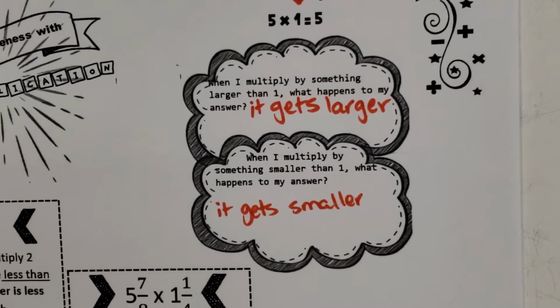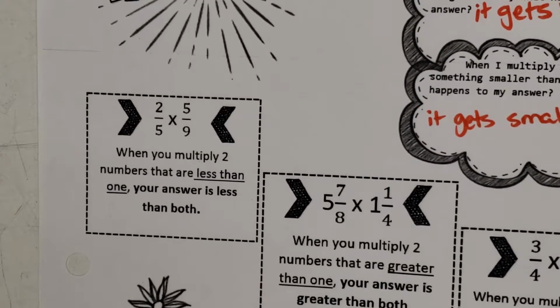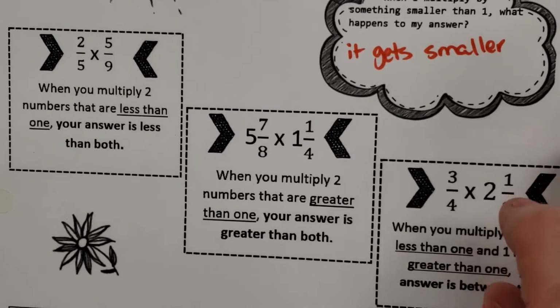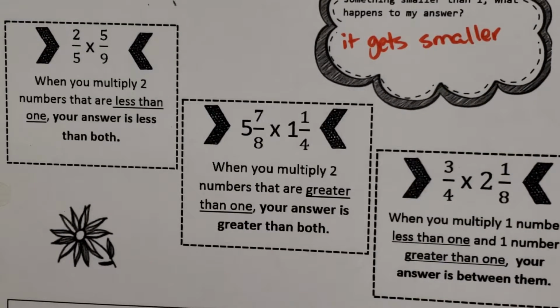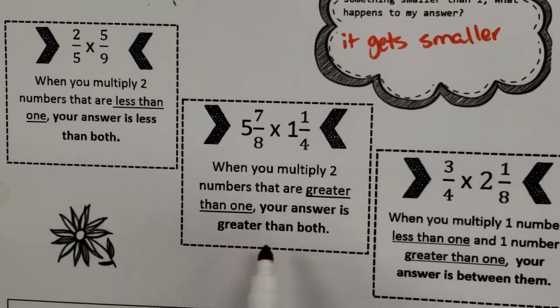Okay, so we have 3 basic rules here on your notes. The first one says that when you multiply 2 numbers that are less than 1, both of these are less than 1 whole, your answer must be less than both of them. It's taking a part of a part. Okay, number 2, when you multiply 2 numbers that are greater than 1 whole, that's a mixed number, and that's a mixed number, your answer is greater than both of them. So a lot of times it would just say your answer is greater than 5 and 7/8 because that's the biggest. If it's bigger than that one, then it's also bigger than that one, okay?